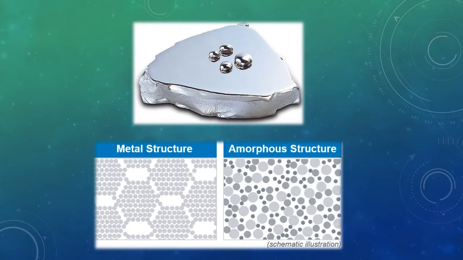Most metals are crystalline in their solid state, which means they have highly ordered arrangements of atoms. Amorphous metals are non-crystalline and have a glass-like structure, but unlike common glasses, such as window glass, which are typically electrical insulators, amorphous metals have good electrical conductivity.